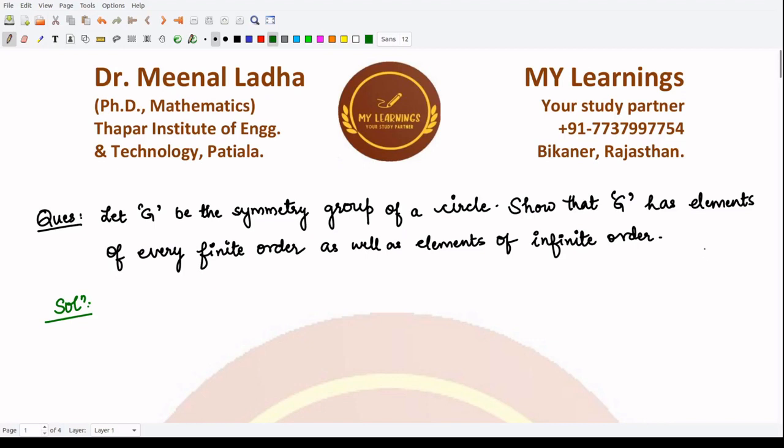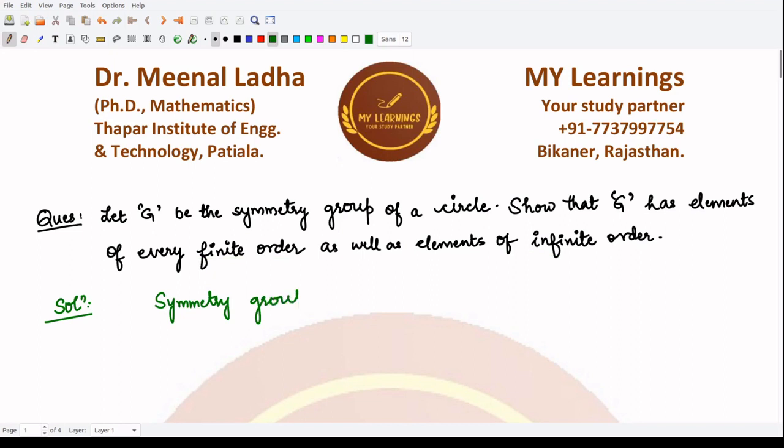In this video, we'll be solving this question which states that if G be the symmetry group of the given circle, then we have to show that G has elements of every finite order as well as elements of infinite order. So first of all, let's examine this symmetry group of circle. What is the symmetry group of circle?